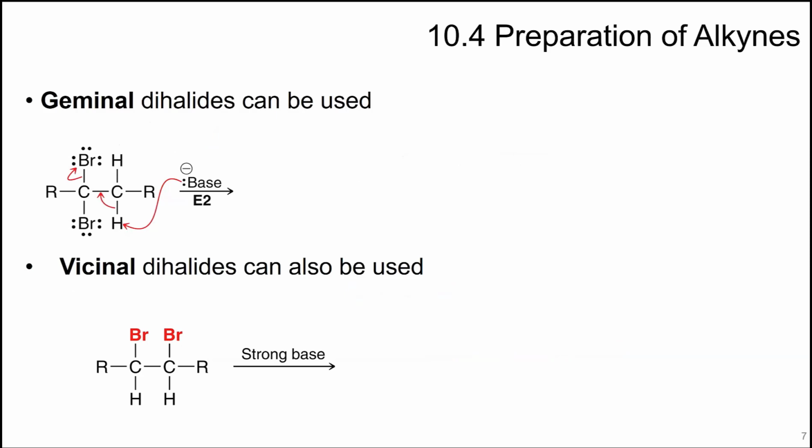Geminal halides can be used where the bromines or the halogens are both on the same carbon. First we do an E2 reaction. The base goes fishing for the hydrogen. Those electrons come here and kick off a Br, and notice that it's anti-coplanar.